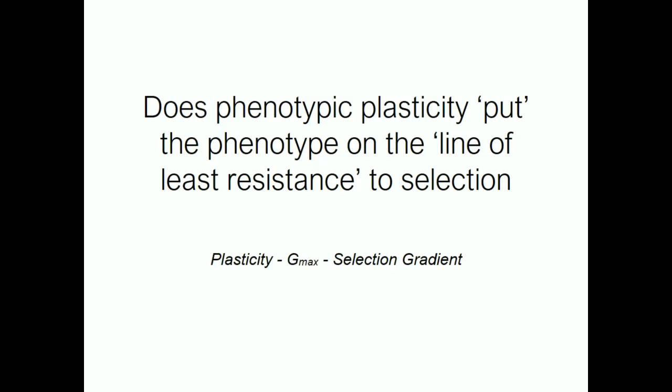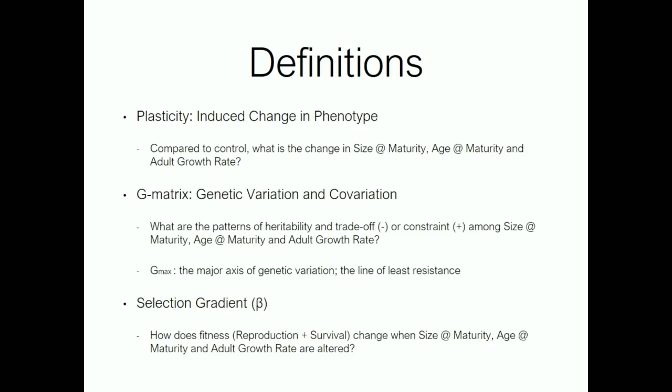So this talk is actually about the phenotype, but also about some genetics. And I'm going to focus in on plasticity, on something called Gmax, which is this line of least resistance along which selection acts, and then the selection gradient, how the animals are being pushed along. Some definitions just to keep you up to speed. Plasticity is this induced change in the phenotype, so compared to control, what is the change in these different traits that we've measured when they're exposed to the smelly fish water or the smelly midge water?